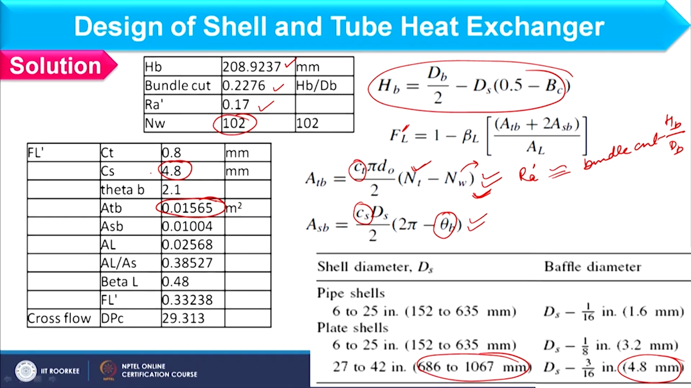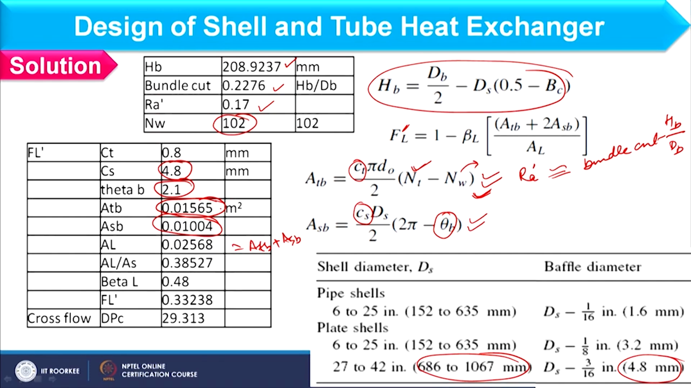Okay. And considering baffle cut, you can find out value of theta B from the graph. So baffle cut is 25% and theta B we can obtain from the graph as 2.1, which we have also seen in last lecture of 4th week. So you can go through that lecture, and considering all these values I can find out ASB as 0.01004. And then we can consider AL, which should be equal to ATB plus ASB.